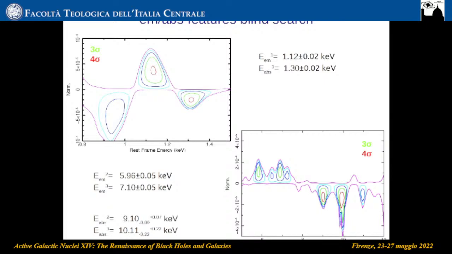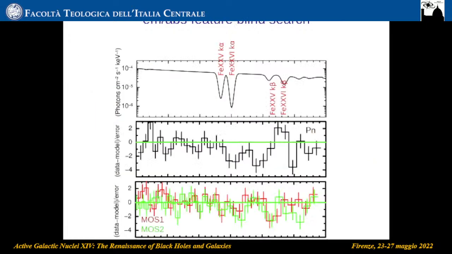You can run a blind search on these energies, basically scanning the energy and normalization, and you end up with these contours. The red ones are for 4 sigma significance, and you can see the energies that are measured for the emission and absorption. So we actually have 2 very significant absorption features at 9 and 10. This one seems also to be kind of resolved.